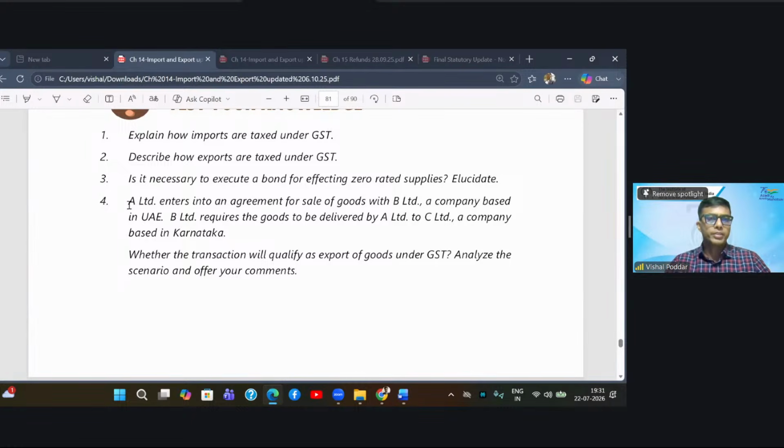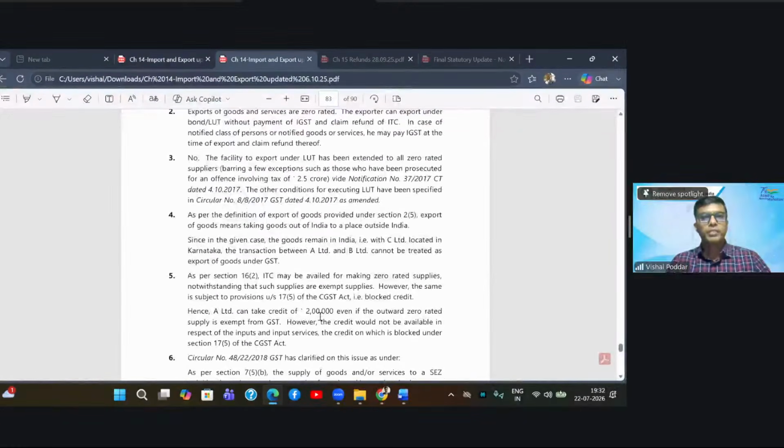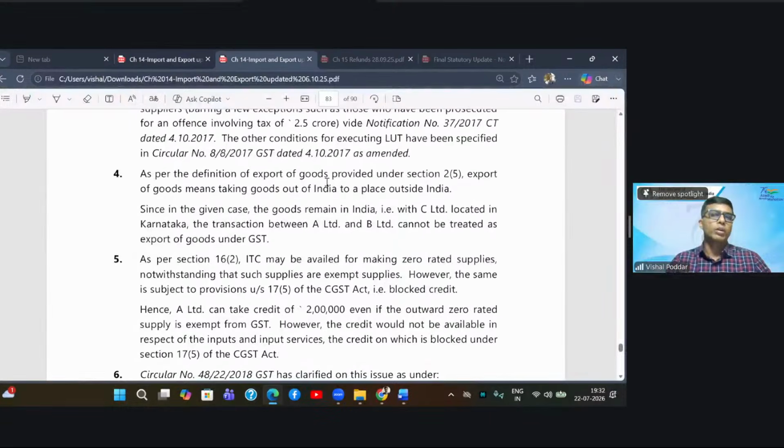As per the details, it is not mentioned where A is based out. We are also assuming A is based out in India. So B, which is a Dubai-based company, has contracted with A, asked A to deliver goods to C, who is also in India, that is in Karnataka. Now, in such cases, whether this can be treated as export. So for this, as we have seen, the definition of export under section 2.5 explicitly requires that the goods should be taken outside India to a different place which is outside India.